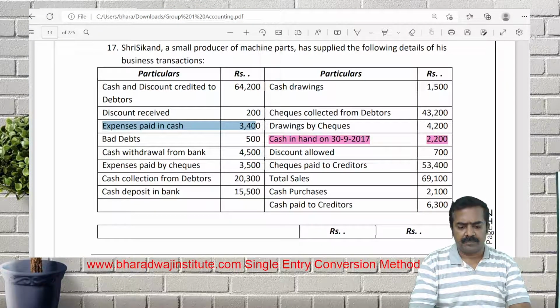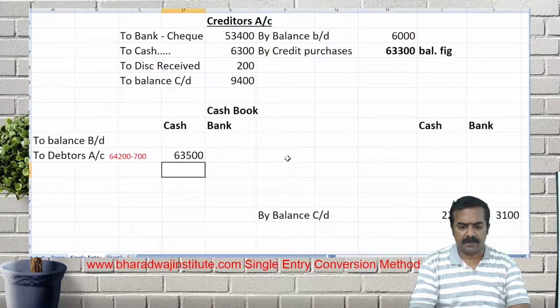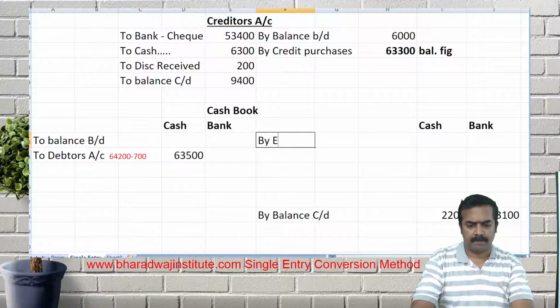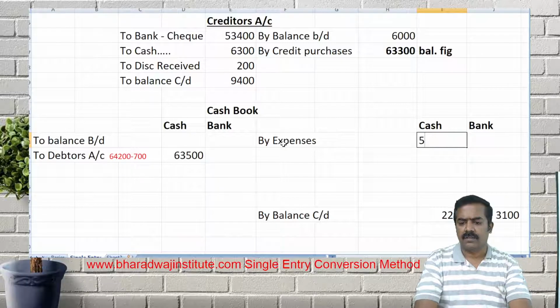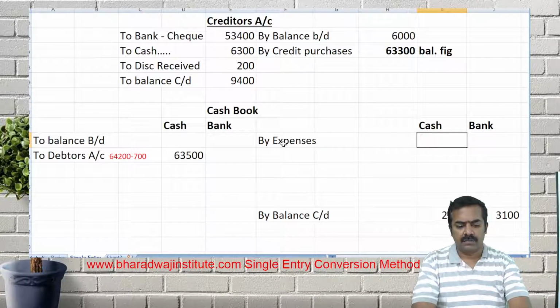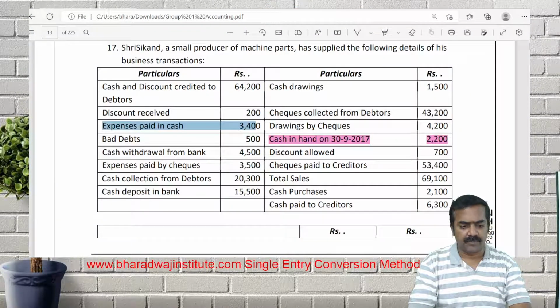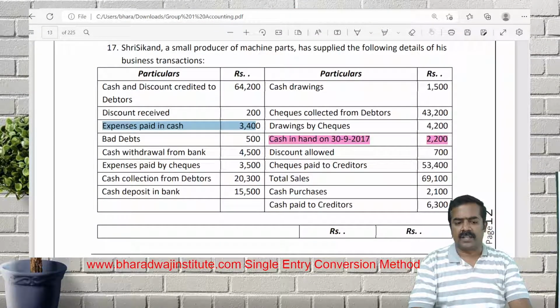Then what else is given next? Expenses paid in cash. How will this be posted? By expenses. Expenses paid in cash, how much? 3,400. Then bad debts will not come in the cash book.